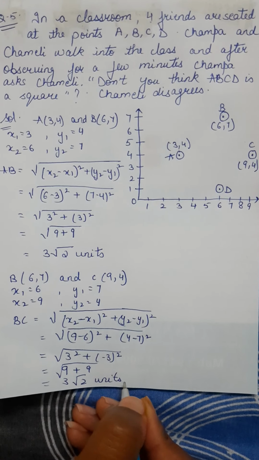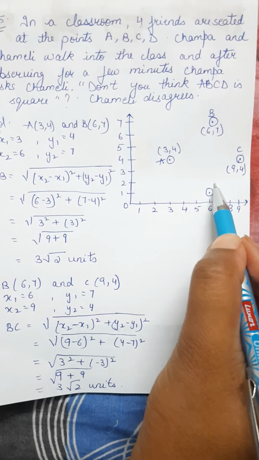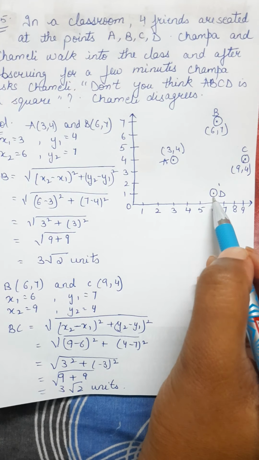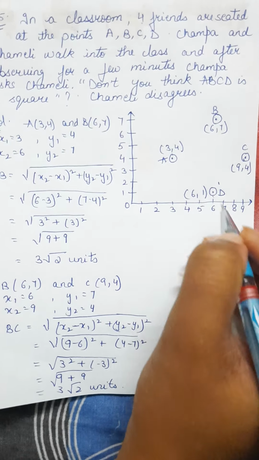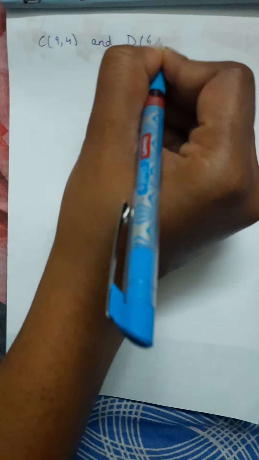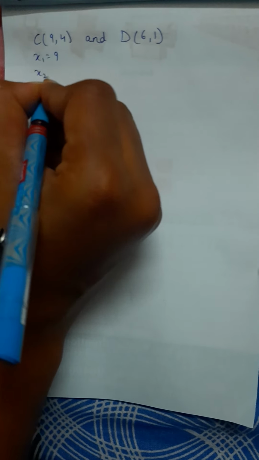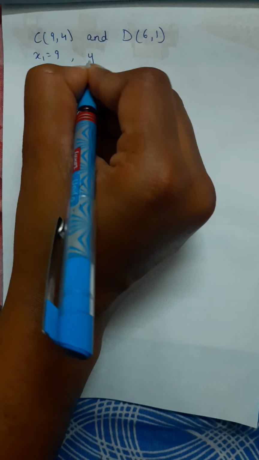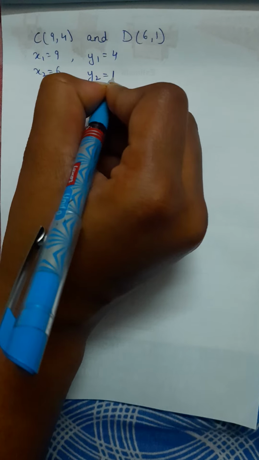Now to find out the distance of third side, that is CD, we have to find out the coordinates of D. The coordinates of D are 6, 1. Coordinates of C is 9, 4 and coordinates of D is 6, 1. That is x1 is 9 and x2 is 6. In this, y1 is 4 and y2 is 1.